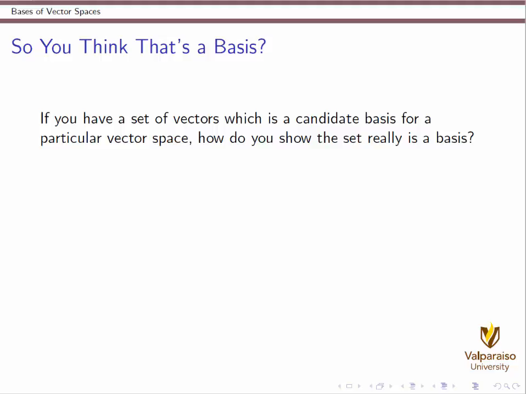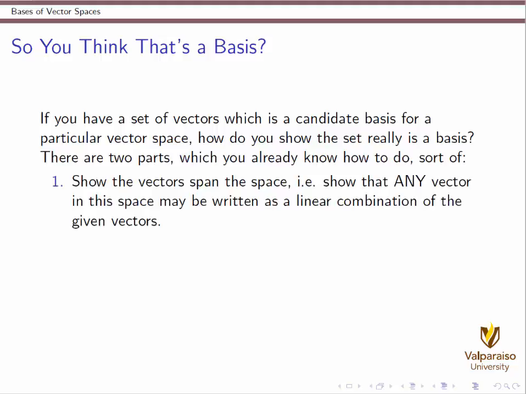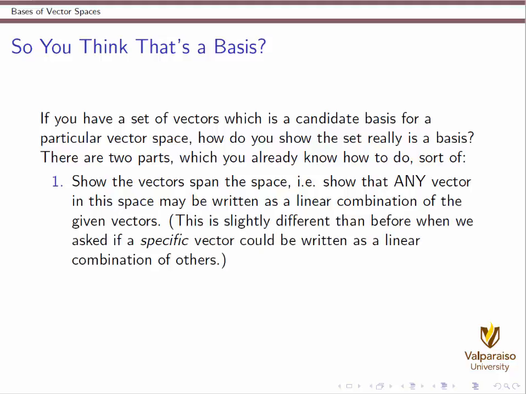We won't get into that just yet. Now, if you have a set of vectors which is a candidate basis for a vector space, how do you show that it is? Well, we're going to check 2 things. First of all, we have to show that the vectors in question span the space we're talking about. Otherwise, they can't be a basis set for the space, which means, of course, that any vector in the space can be written as a linear combination of this candidate basis set.